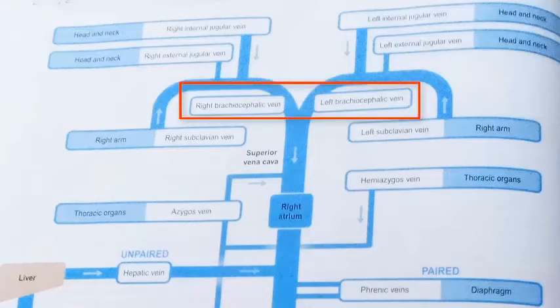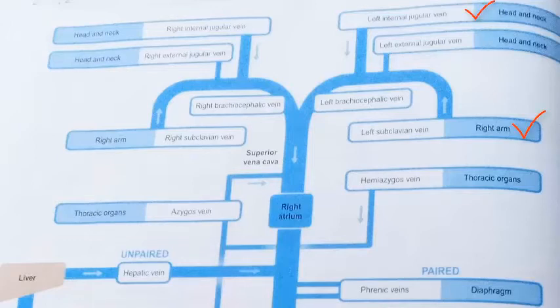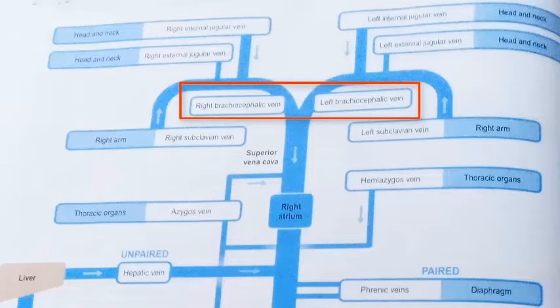So, the superior vena cava receives blood that is drained from the brachiocephalic vein. This drains blood from the arms, the head, and the neck. And they actually have branches as well, where you have the subclavian and the jugular veins. But we are concentrating more on the left and right brachiocephalic veins. You get? Okay.